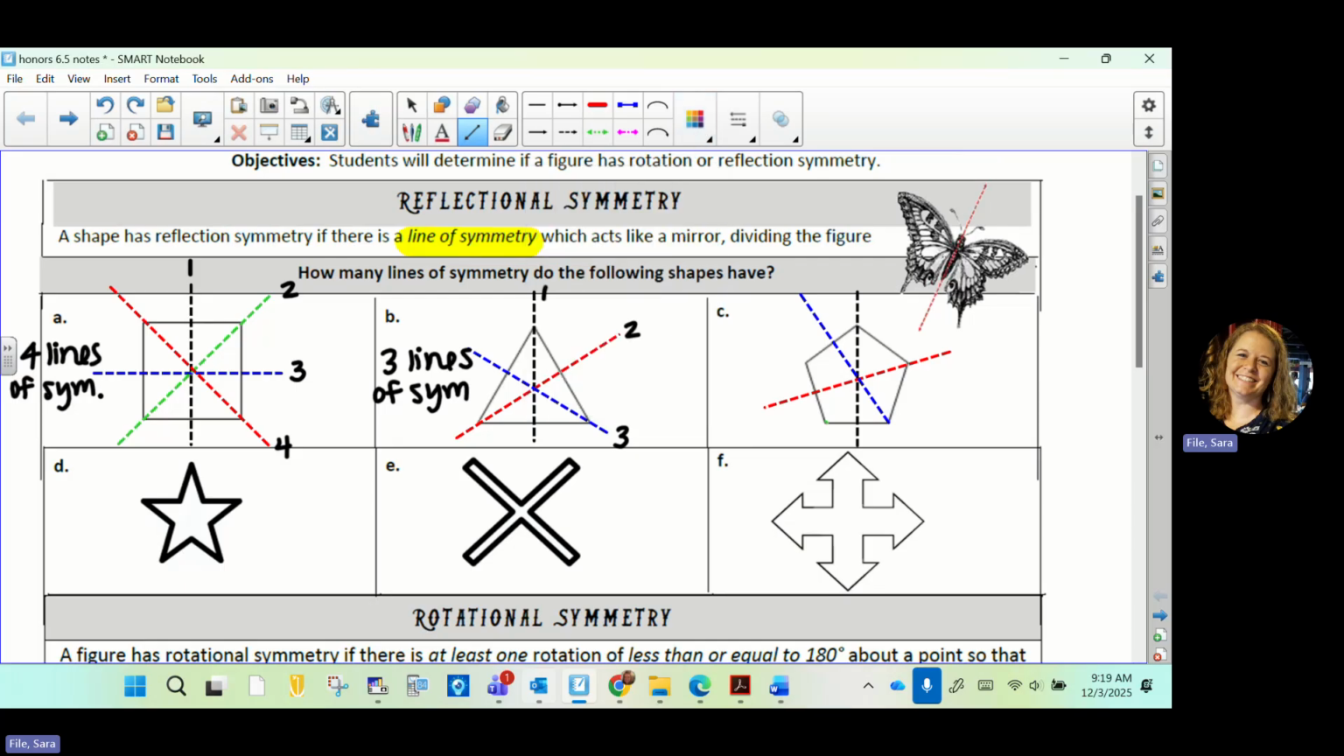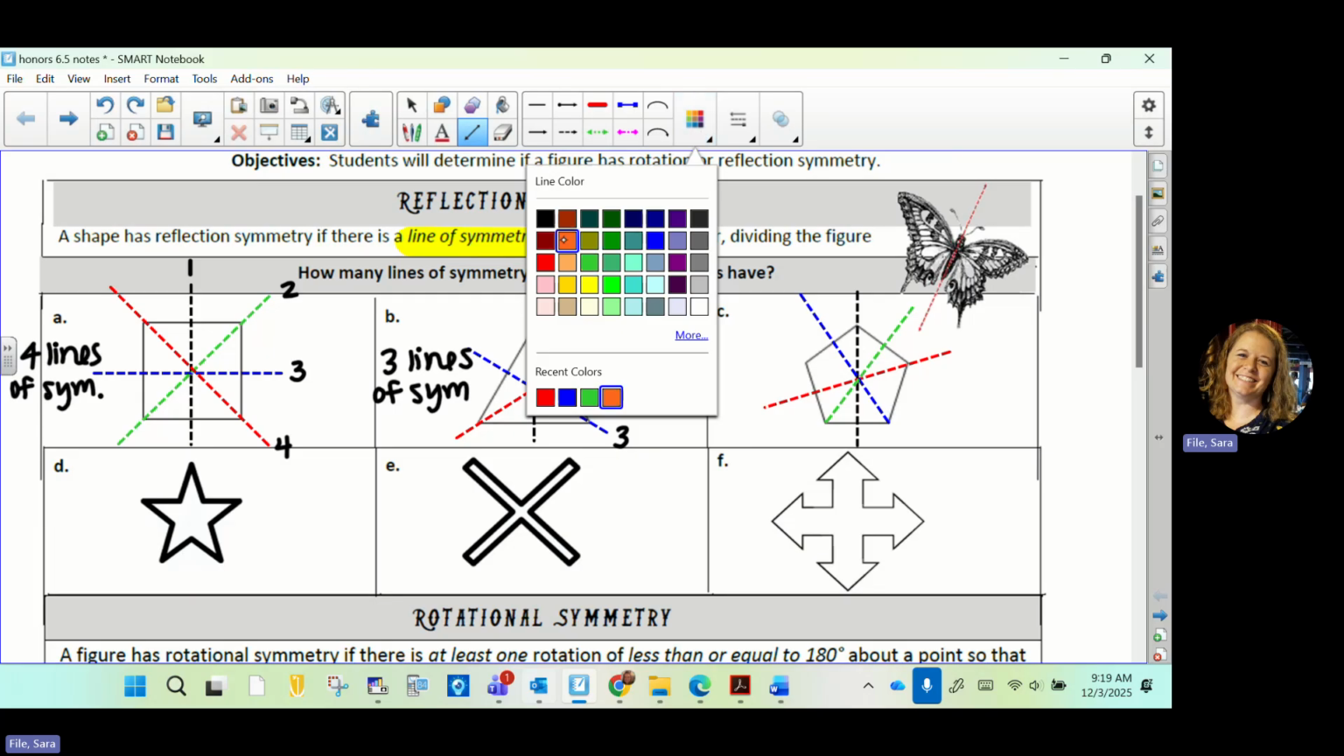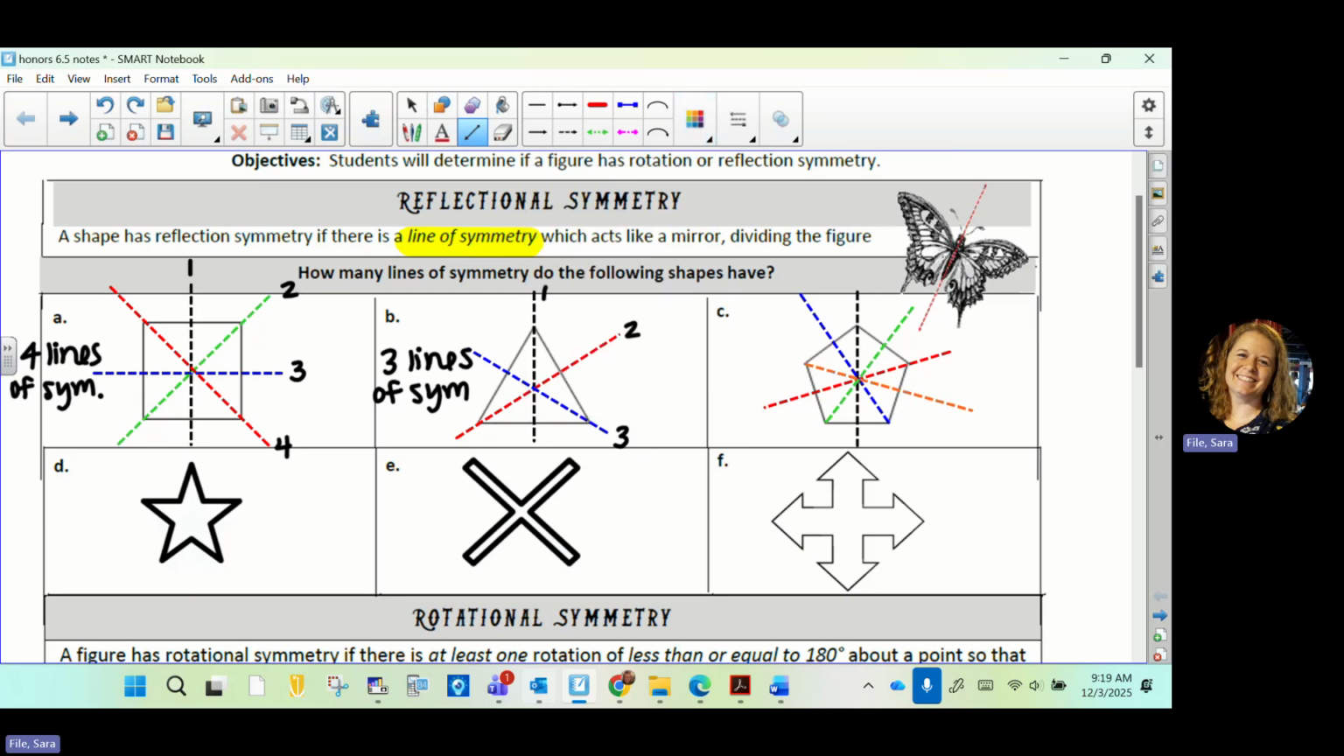I could draw one through this vertex, and I could draw one through this vertex. So how many different lines of symmetry is that? 5. Now, what are y'all noticing? Every side, how many sides, kind of lines. In these first 3, however many sides or angles they had, that's how many lines of symmetry we noticed. The square had 4, the triangle had 3, the pentagon had 5.